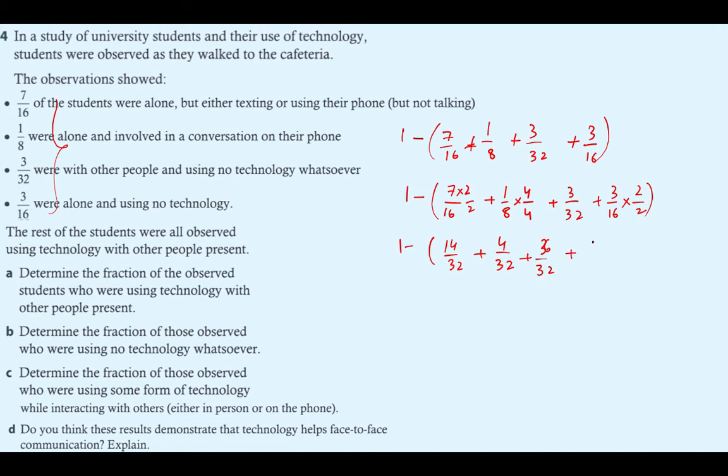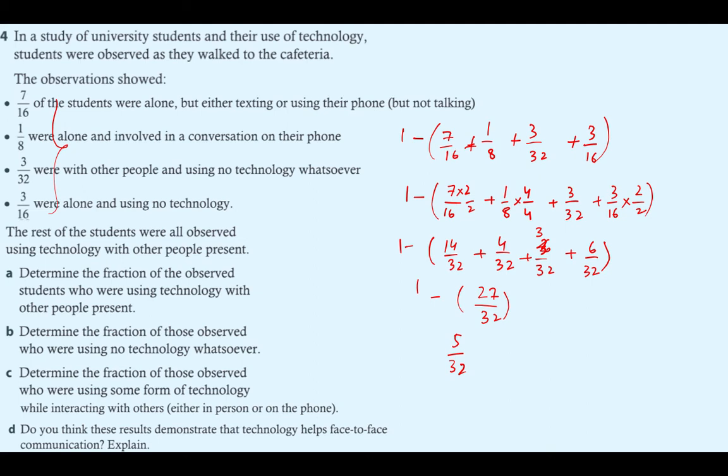plus 6 over 32, and when you add these numbers, since the denominators are same, we can add these. This is 3 actually. 14 plus 4 plus 3 plus 6, that makes 27 over 32. And if 27 out of 32 are here, that means the remaining part is you subtract it, so 5 over 32. So answer to part A is 5 over 32.